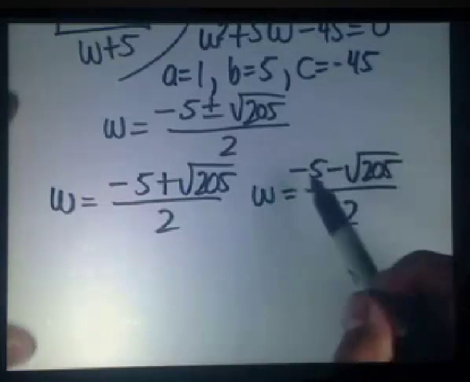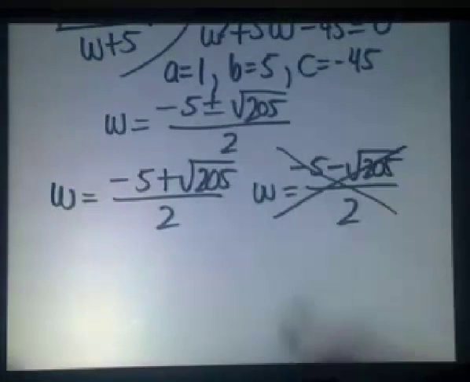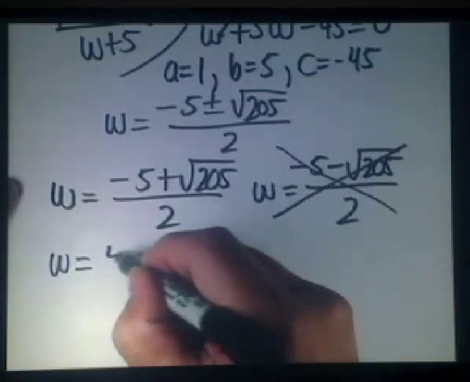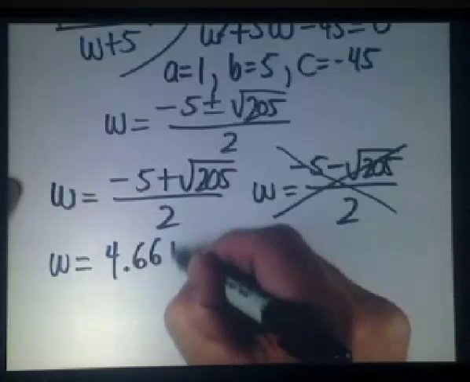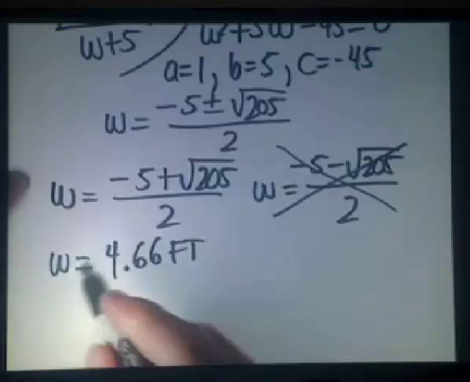Now notice we have a negative 5 minus the square root of 205. That's going to give us a negative width, so we can ignore that. On the left here, once we plug this into our calculator, we'll get a value of 4.66 feet once we round that to 2 decimal places. Now what is that? That's our width.